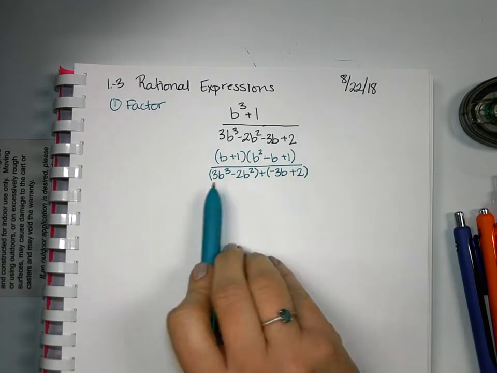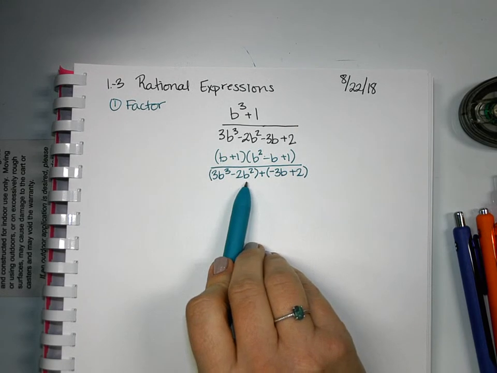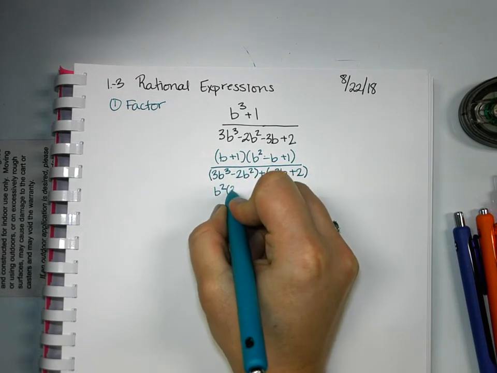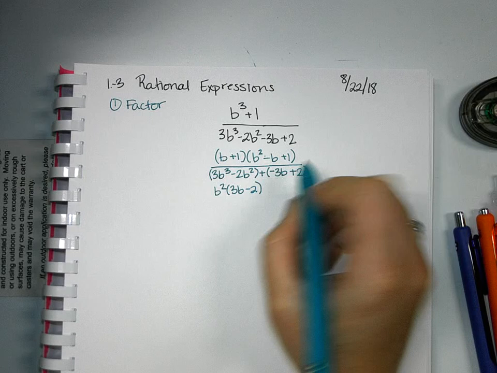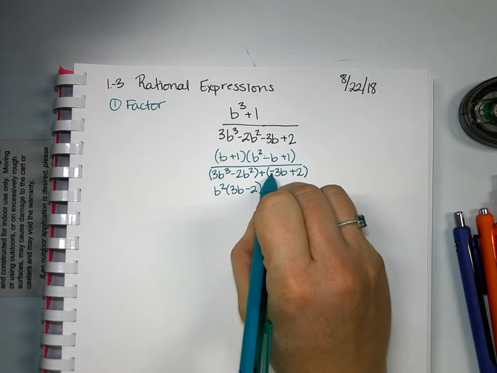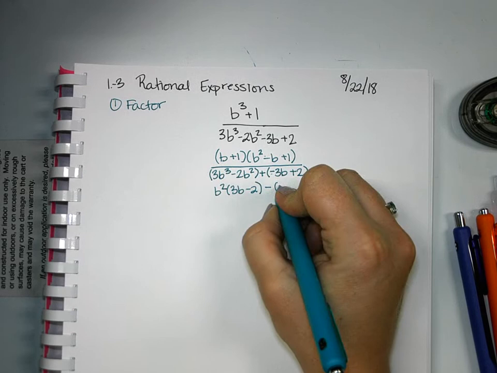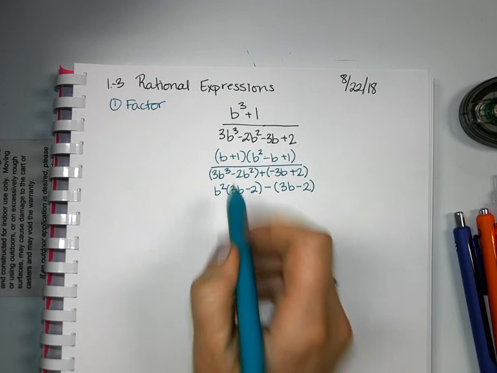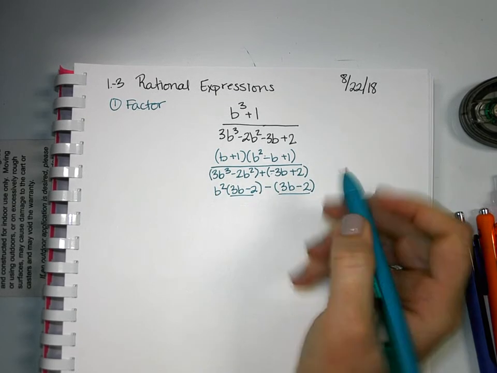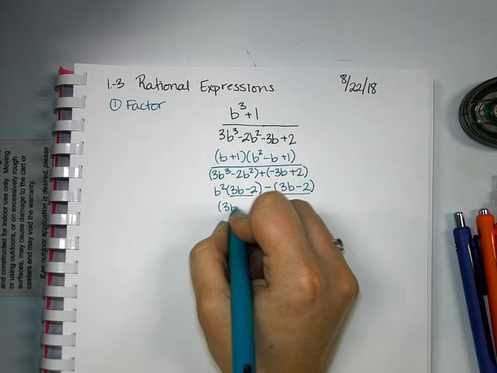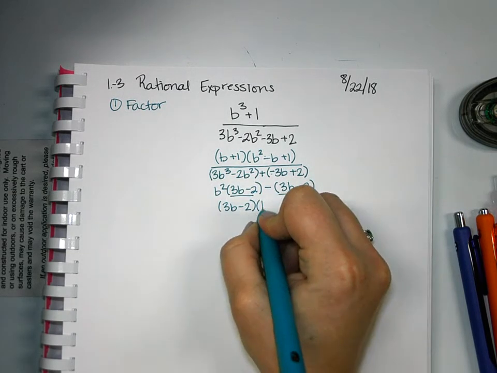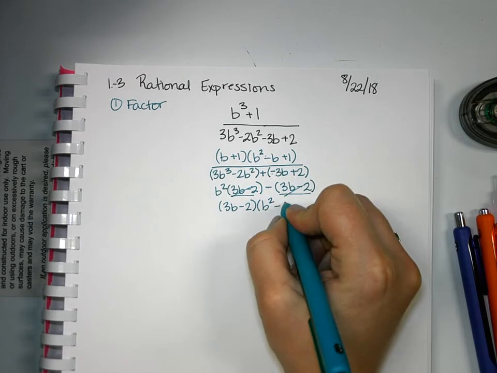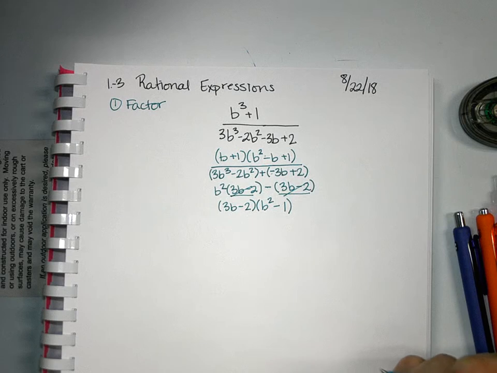When I look at the first set of parentheses, I notice that I can take out a b squared and I'm left with 3b minus 2. Over here in the second one, I can take out the negative, and in taking out the negative, it'll turn the 3 positive and make the 2 negative. So now I notice that I have this shared polynomial, 3b minus 2, and what's left when I cross it out is b squared minus, and we have to remember to put a 1 there as our placeholder.